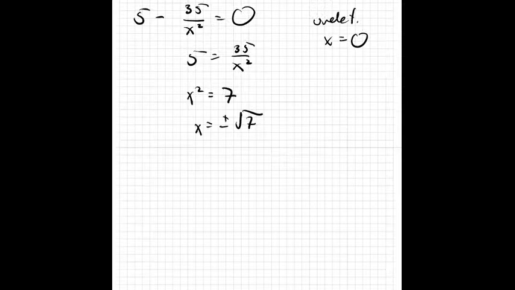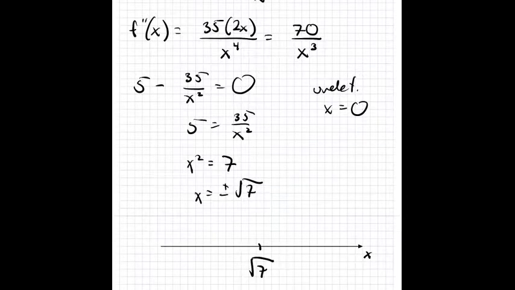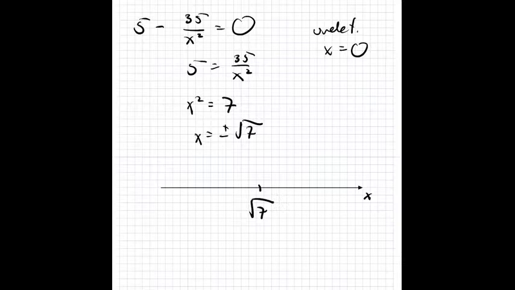So here's positive x. Here's the square root of 7. If we plug root 7 into the second derivative, it should be positive, right? The cube root of a positive is still positive. A positive divided by positive is positive. So the second derivative is positive. That means the original function should be concave up, which means this would be our absolute minimum value.